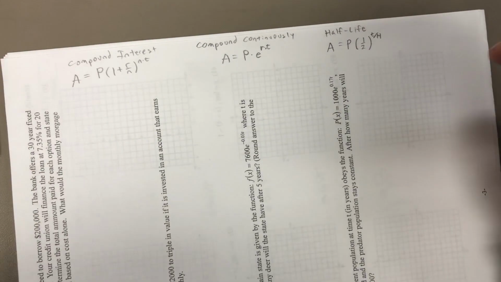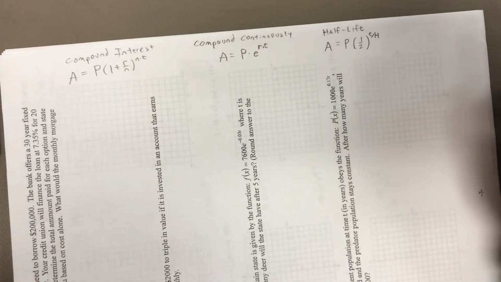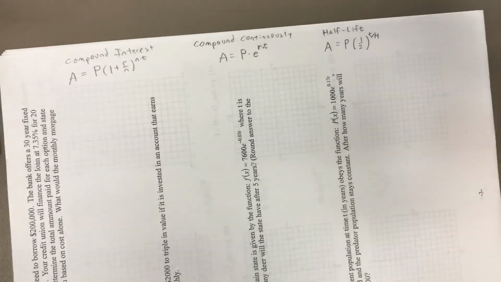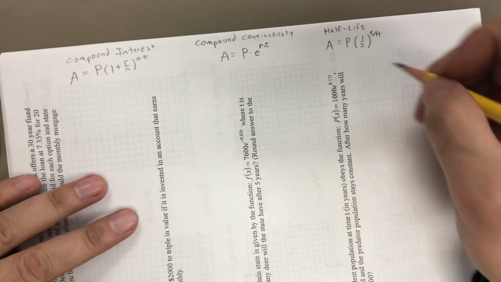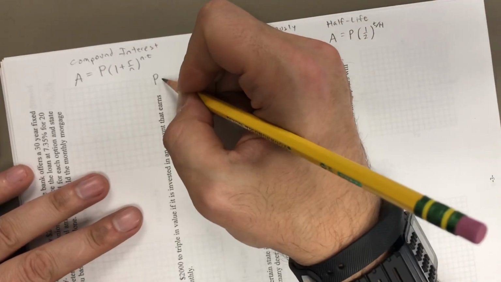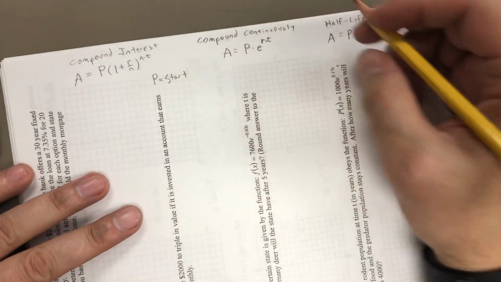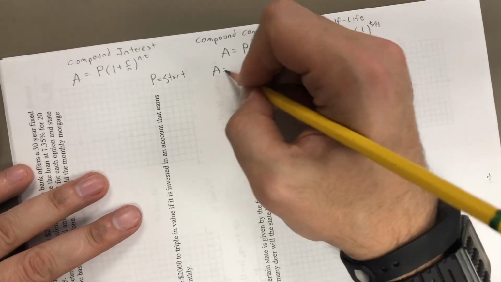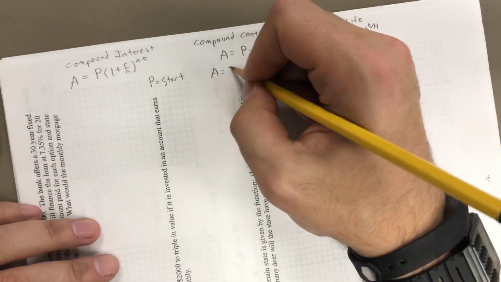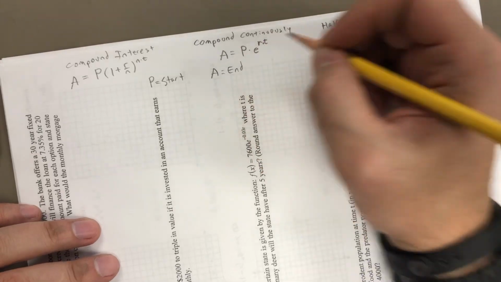All right, so now let's talk about what each of the variables represents. And I'm serious that they mean the same thing for each one of these formulas. The P value that you have is the starting amount, so some amount that you start with. The A amount is the ending amount, so the amount that you have after some amount of time, t.